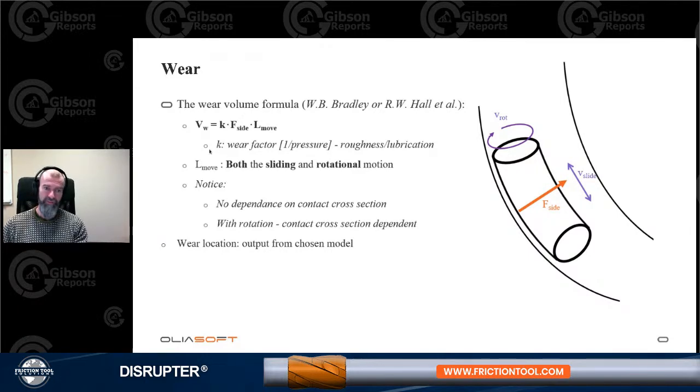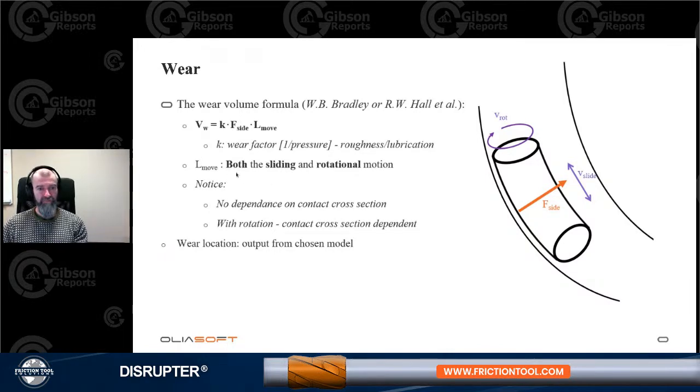So on a typical basis, the order of magnitude is like 10 to the minus 10 per psi, but that's an order of magnitude. So that would be about 10 to the minus 14 per pascal if you're doing SI units. Now, the side force we've talked a lot about, of course. So let's dig a little bit into this movement parameter, the L move.